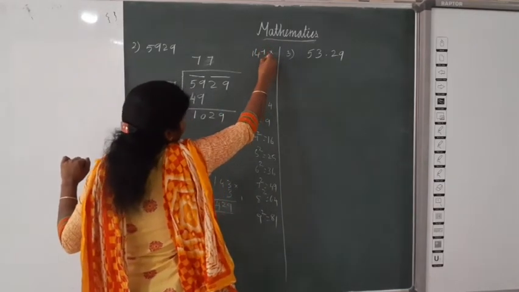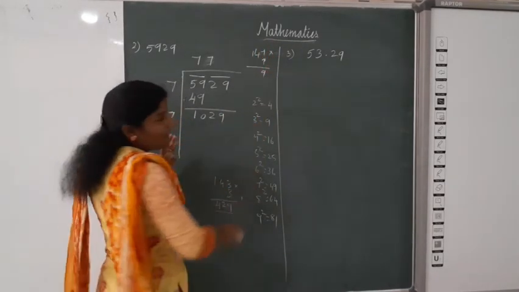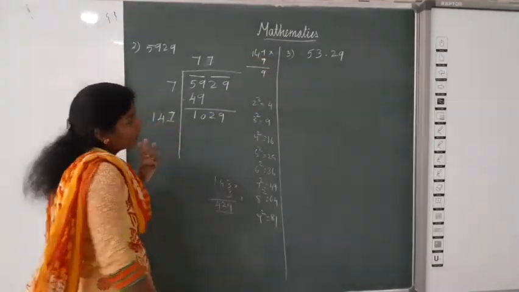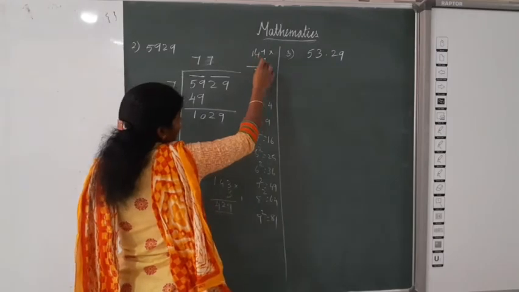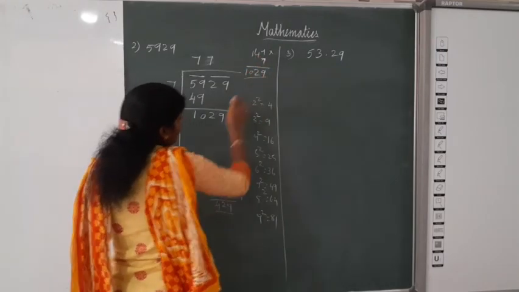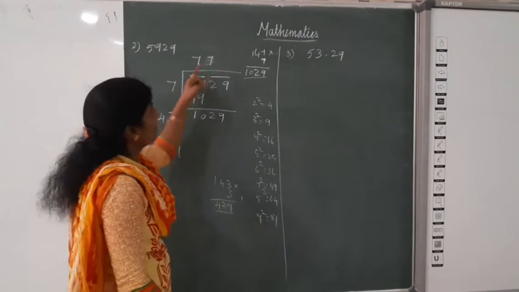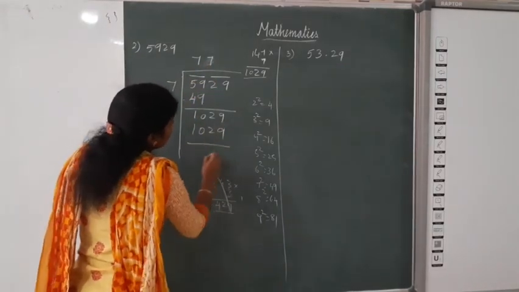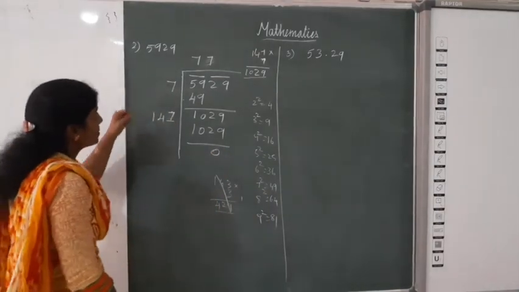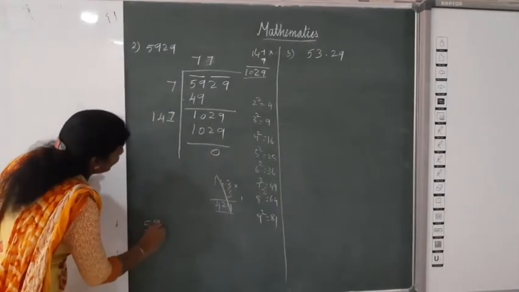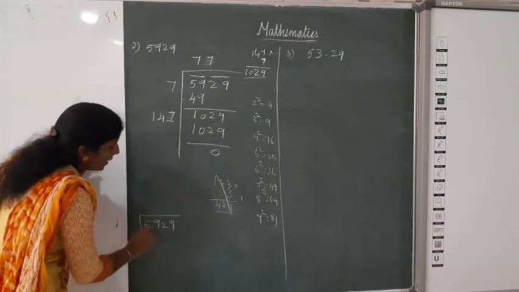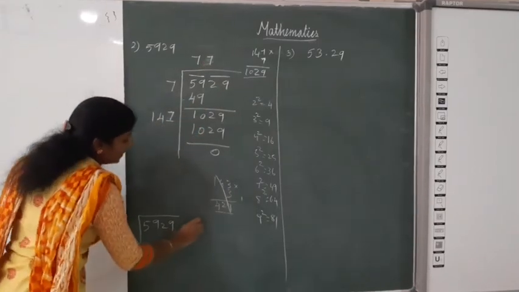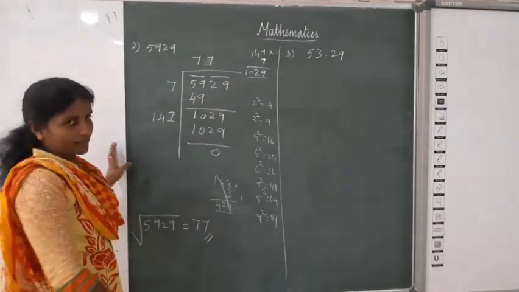147 into 7. 7 sevens are 49. 4 balance. 7 fours are 28 plus 4 is 32. 3 balance. 1 into 7, 7 plus 3 is 10. 1029. So 7 is possible, isn't it? So here 1029. Okay. So this remainder is 0. So what's the square root value of 5929? Square root of 5929 is equal to, what's the answer? 77. 77 is the answer.